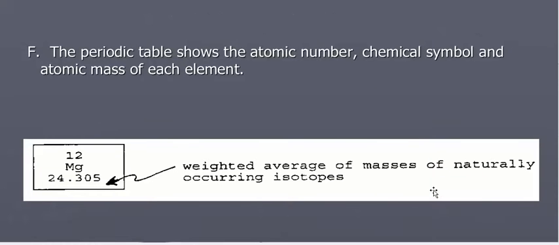So the periodic table shows the atomic number. The atomic number is the number of protons. The number of protons identifies the element. So in this case, like 12 Mg, 12 is the atomic number. It identifies the element as magnesium. No other element has 12 protons. It tells you the chemical symbol and the atomic mass. And the atomic mass is always a decimal. And the atomic mass is the weighted average of the naturally occurring isotopes.